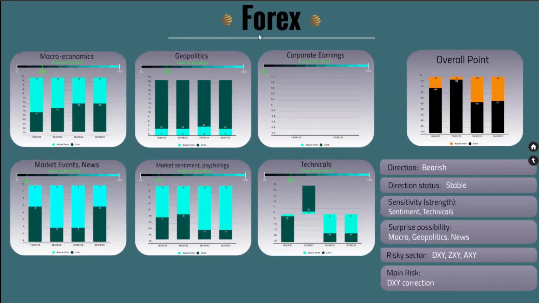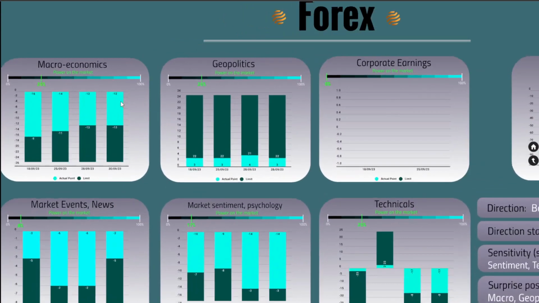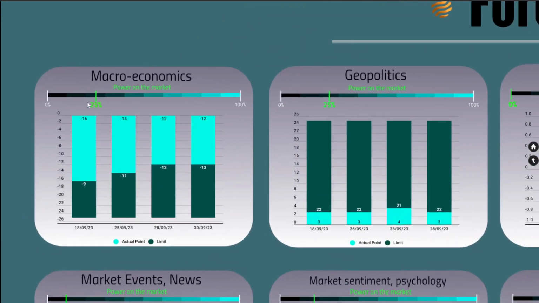The Forex market is interesting because the macroeconomic area has 25% power there, and we got -12 points. The point has been improving in the last 3 meetings, but it's getting stable at -12. So this is a negative effect. Now, you need to know that this negative effect is not negative to the DXY.